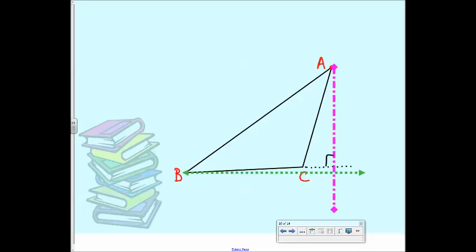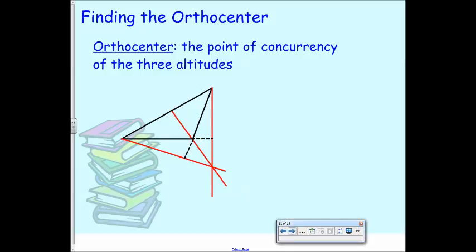So here's the deal with altitudes. You're not going to have to construct them. You're not going to have to really do anything with them. You just need to know what they are. All right? And you need to be able to identify that when altitudes meet, it's called the orthocenter. So this is our last vocab word of the day. It's called the orthocenter, the point of concurrency of the 3 altitudes. So these red lines right here are all of our altitudes. This would be the orthocenter.